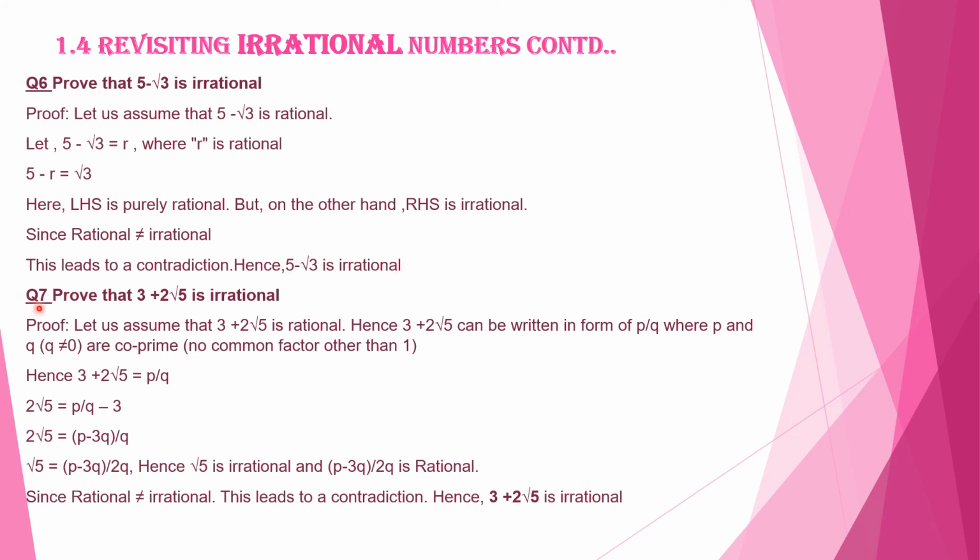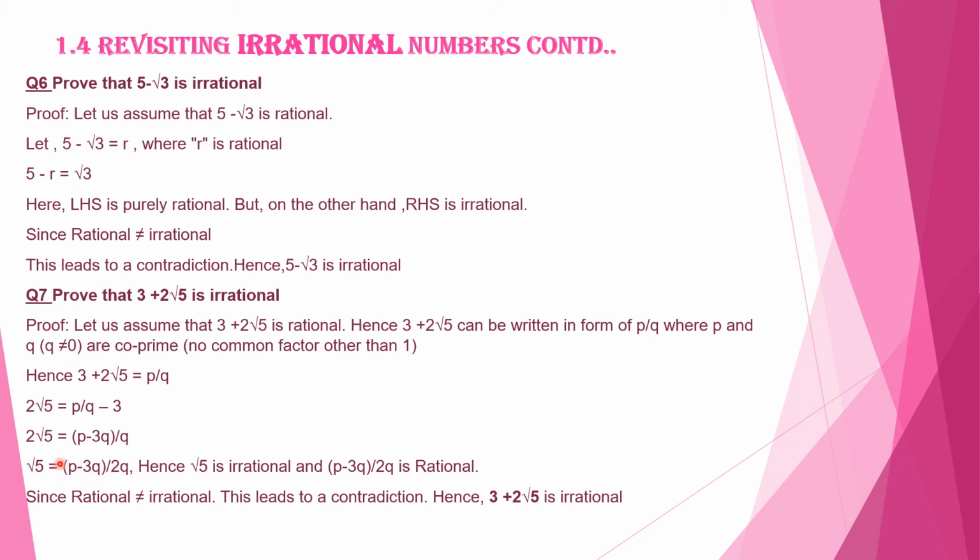Going to question number 7, we have to prove that 3 plus 2 root 5 is irrational. So what we will do, again we will assume that 3 plus 2 root 5 is rational, and we can write it in the form of p by q. You can represent 2 root 5 as p by q minus 3, and lately you can write it down, root 5 is equal to p minus 3q by 2q.